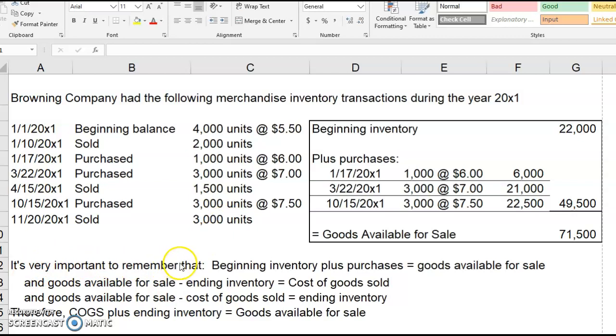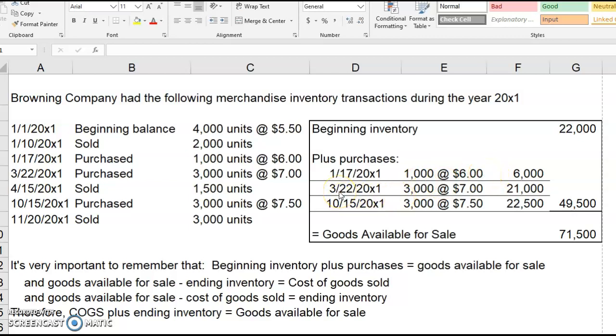It's very important to remember that formula we worked with at the very beginning of this video. Beginning inventory plus purchases equals goods available for sale. Here is the beginning inventory for Browning. 4,000 units at $5.50 each equals $22,000. They made 3 purchases during the year. They purchased on January 17th, $6,000 worth of inventory. That's 1,000 at $6 each.